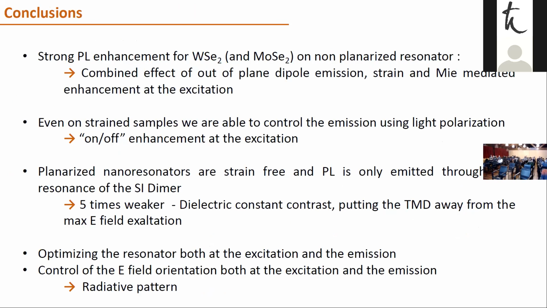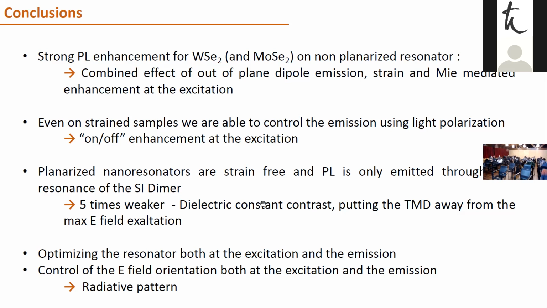Okay. So to conclude, we see a strong PL enhancement for the WSe2 and also the MoSe2, not shown here, on the non-planarized resonator. It's a combined effect, of course, of the out-of-plane dipole emission, strain, and the Mie-mediated enhancement of the electron-hole pair at the excitation. Even on strained samples, we are able to control the emission using light polarization, with which we can turn the enhancement on and off. Let's say for some antennas it's more effective than for others, of course.